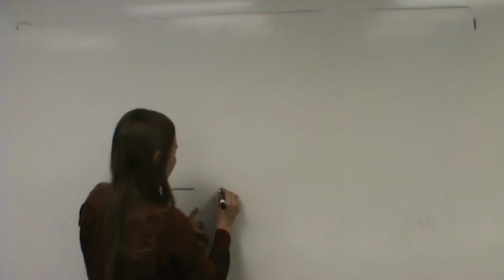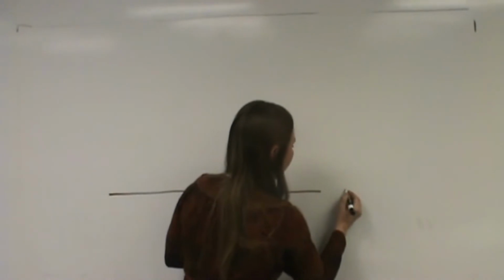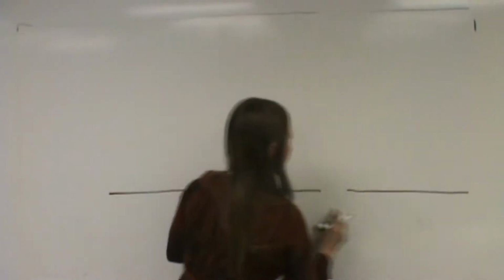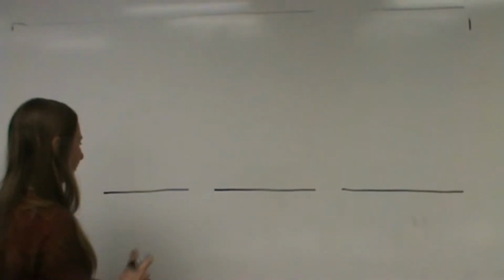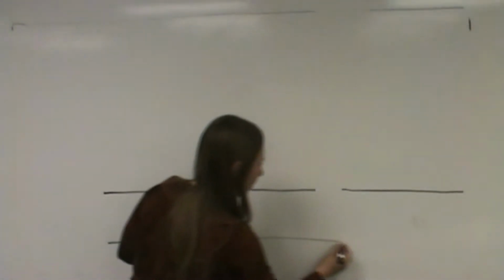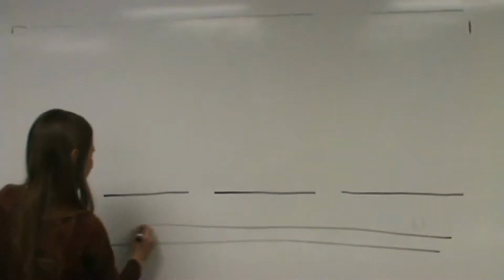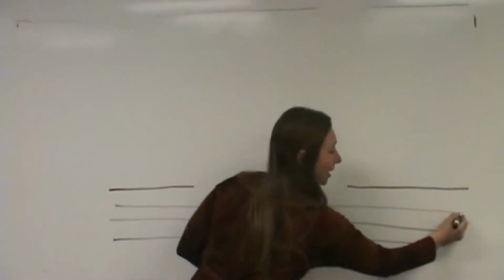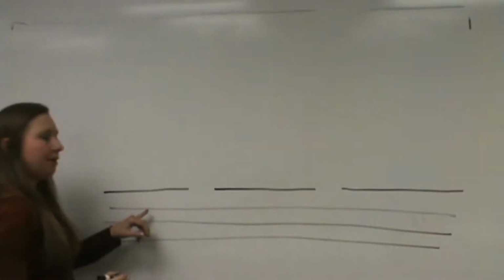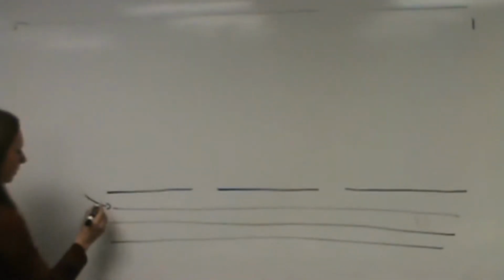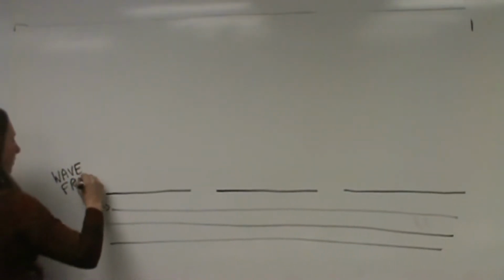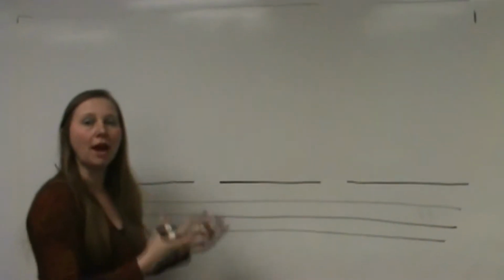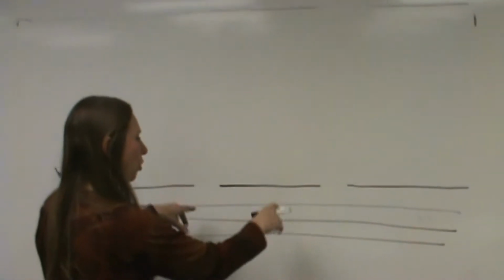So here's one slit, it's an opening, and here's the other slit, another opening. The waves are coming toward the slits. These should be straight lines. These are wave fronts. All right, this is called a wave front. It represents the crests of the wave coming toward the slits.